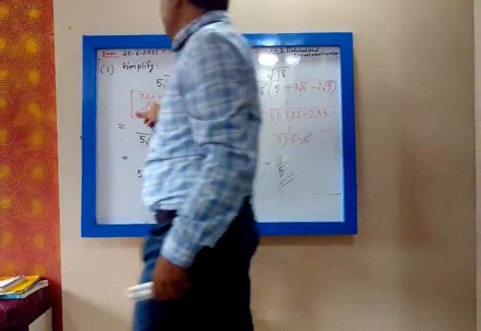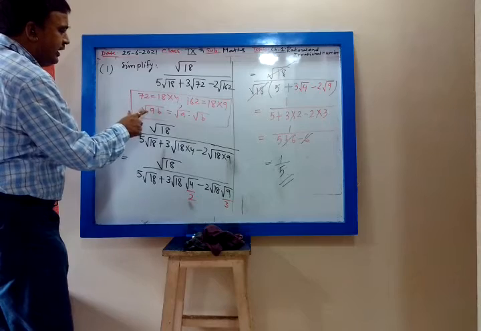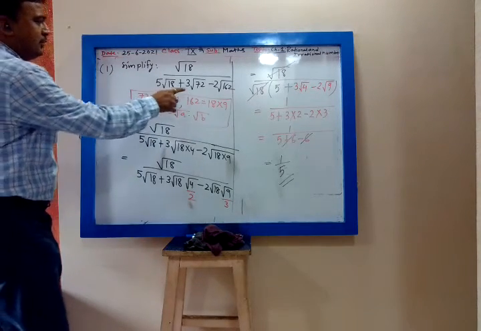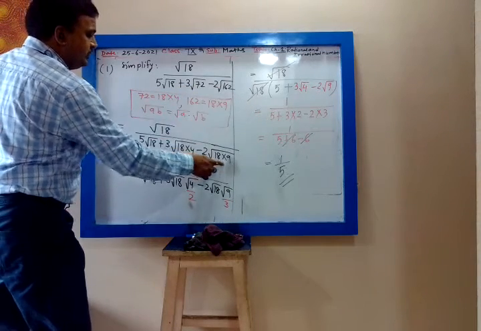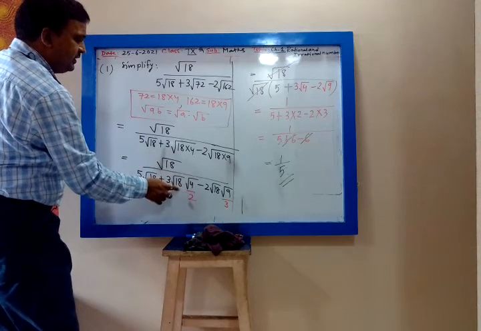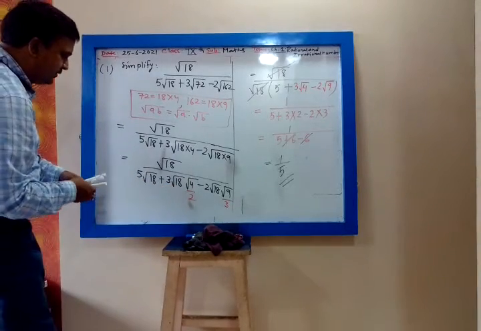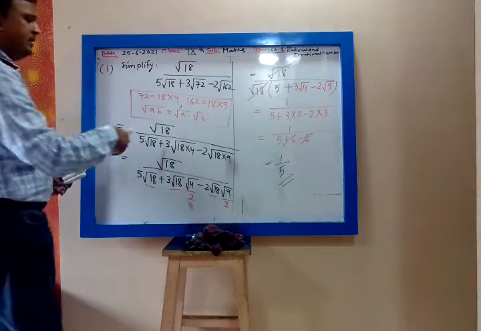So what result I have used in this? Root AB, I can write root A into root B. That's all. So root 72, I have written 18 into 4, root 162, 18 into 9. Then root AB I can write root A into root B. Then root 18 is common in all these. Take it outside and simplify.